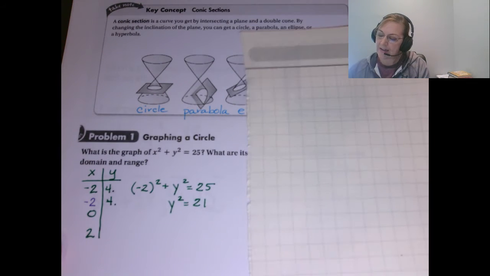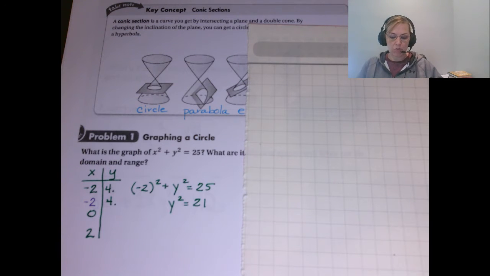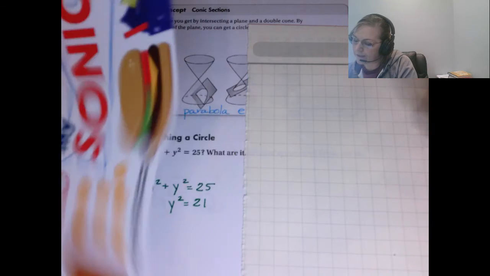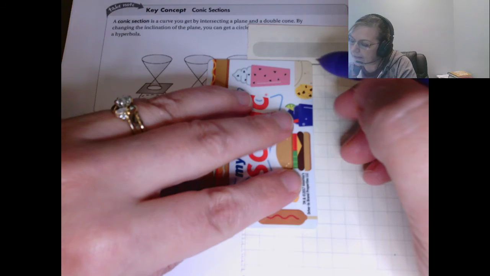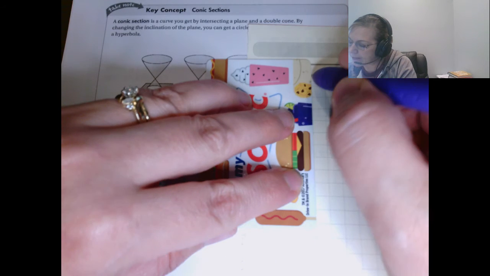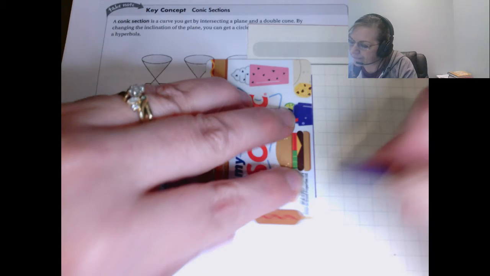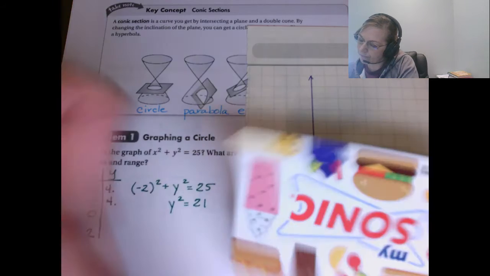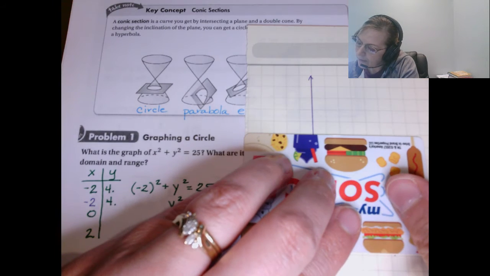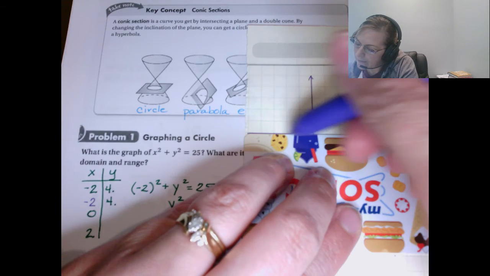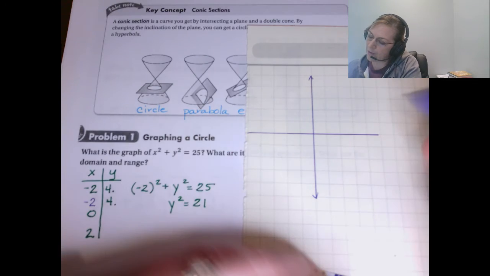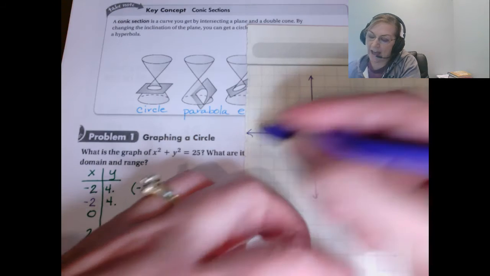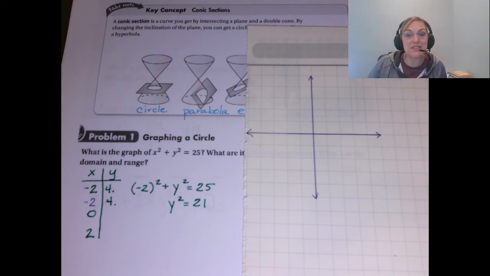All right, now, what does that look like on my graph? Well, let's just draw ourselves a graph here. Again, forgive me, my Sonic gift card is going to be my straight edge today. I don't know about you, but when I'm drawing a graph, I kind of want it to be at least precise.